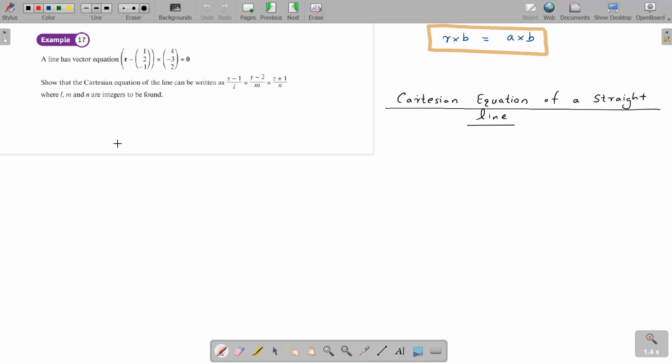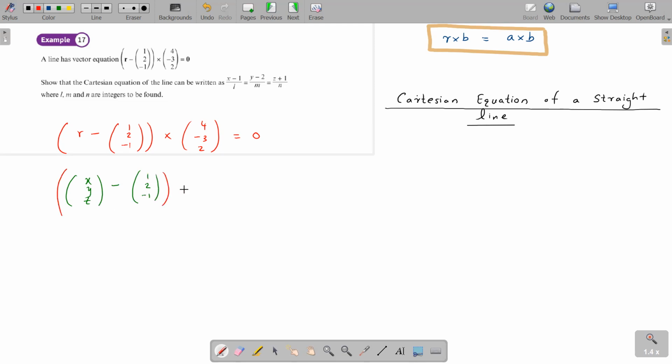Okay, how do we do this? First thing we'll do is, r here is an unknown term, right? So r minus 1, 2, minus 1 cross product with 4 minus 3, 2. So r is a general coordinate on your straight line, isn't it? R represents any general point on your straight line. So I will say that R be what? X, Y, Z, because it has to be a general point. So I'll use R as X, Y, Z minus, this is what? 1, 2, minus 1, right? The cross product of that with 4 minus 3, 2. Do you follow me? I'm just writing this equation again, replacing R as X, Y, Z.